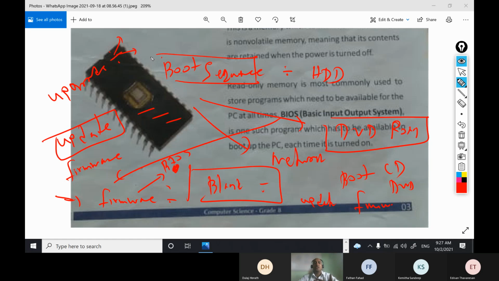I am installing Windows 10. That is my upgrade of Windows from 8.1 to Windows 10. Now Windows 11 is already launched, no? 11 is coming. So normally if you have a license of Windows 10, you are eligible to go for an upgrade to Windows 11.